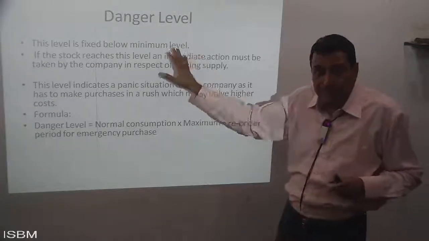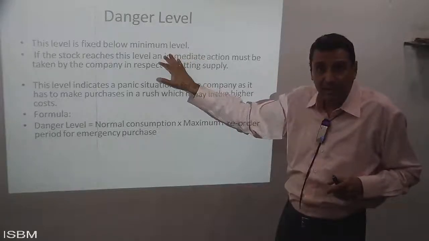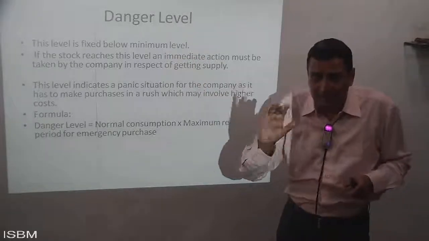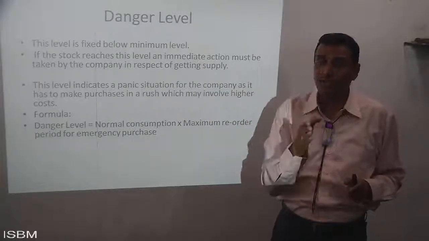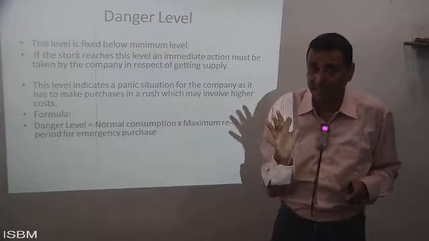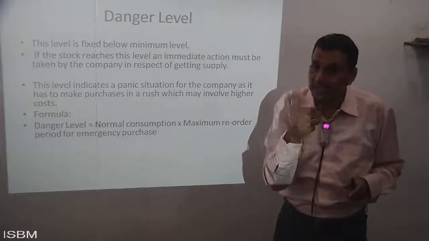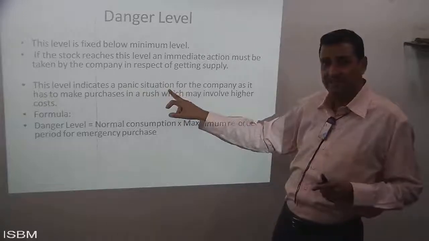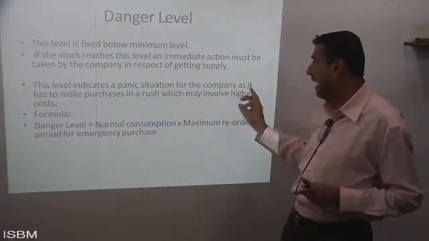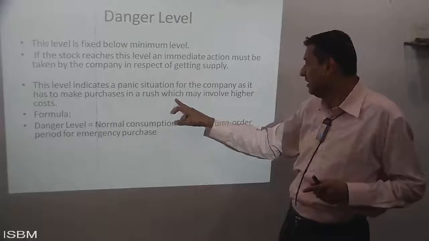So the biggest risk the companies run at this level, because if all of a sudden the demand of your product rises, you may not be able to meet the demand in the market. So you may lose the production. Ultimately, you will lose the sale. This level indicates a panic situation for the company, as it has to make purchase in a rush, which may involve higher cost.